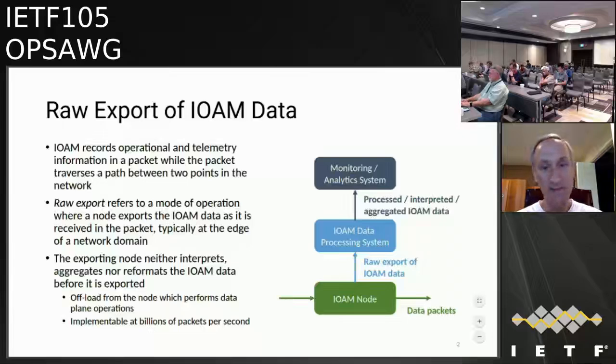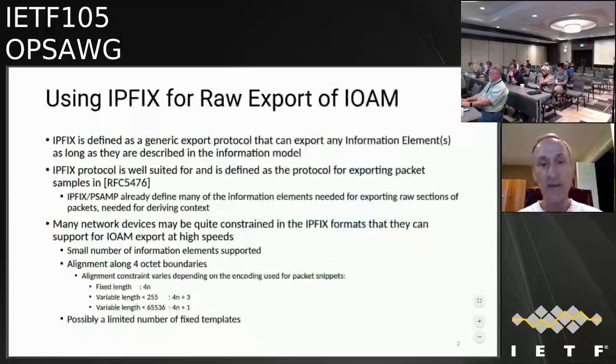Next slide, please. As we look at raw export, we really want to get just the telemetry information and some packet fields as well, so we want to be able to identify the packet or the flow. For that, we're basically saying if you just take a chunk of the packet itself, involving a bunch of the headers, then you can figure out what the packet is. As we looked at how we could do this, we found that IPFIX is a possible answer.